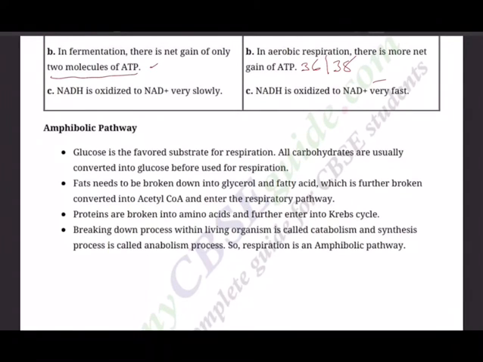So, the amphibolic pathway. Glucose is the favored substrate for respiration. All carbohydrates are usually converted into glucose before they are used for respiration. Fats need to be broken down into glycerol and fatty acids, which are further converted into acetyl-CoA, and enter the respiratory pathway. So carbohydrates are converted to glucose, fats are also converted. Now proteins. Proteins are broken into amino acids and further enter into the Krebs cycle. That means whatever food that we eat having carbohydrates, proteins, fats will all be entering into the Krebs cycle. Thus we are getting energy.